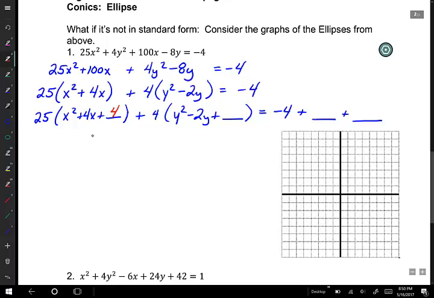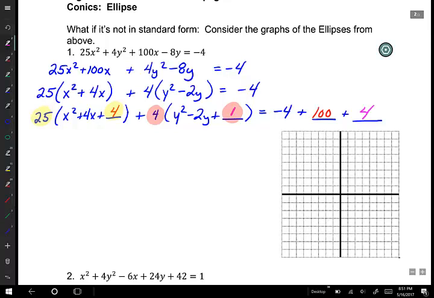However, unlike our circles, we really didn't add 4 to this problem. We really added 25 times 4 to the problem. And so on the other side of the equation, we're going to balance the equation by adding 100. As we look at the y's, half of negative 2 is negative 1. Negative 1 squared is 1. But we really didn't add 1 to the problem. We added 4 times 1, or 4. And so we're going to add a 4 to the other side of the equation.